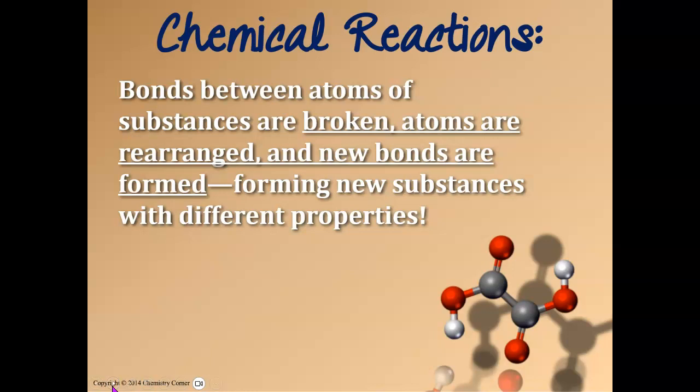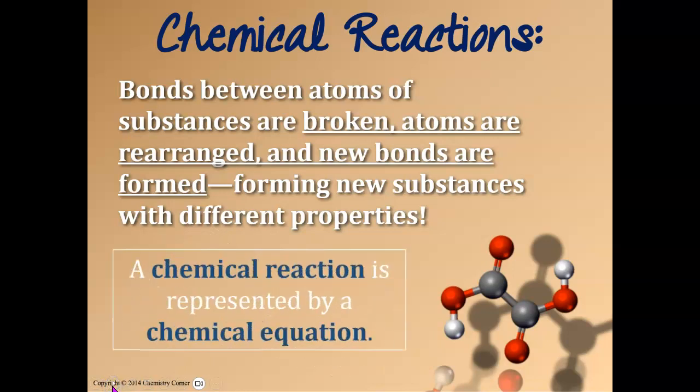In chemical reactions, we have bonds between atoms or substances that are broken. The atoms get rearranged, and there are new bonds that form. And this creates totally different substances that have different properties. A chemical reaction is represented by a chemical equation.